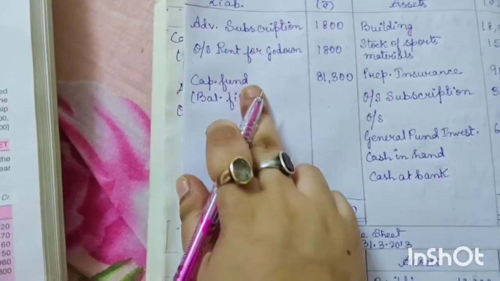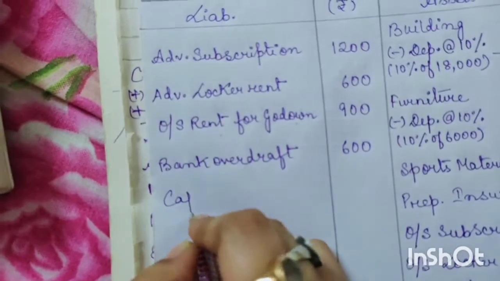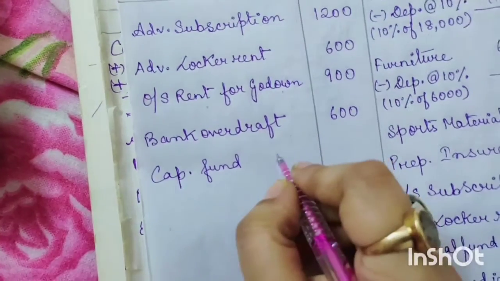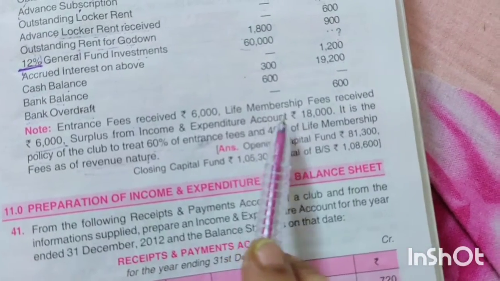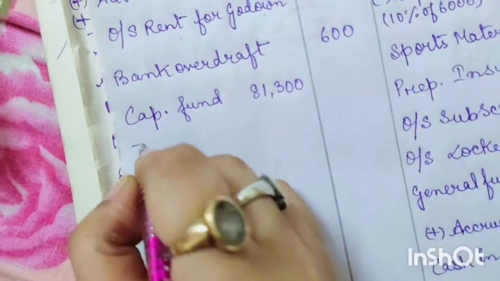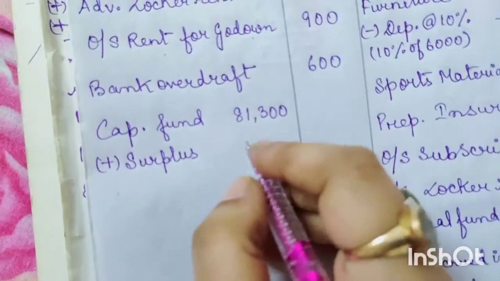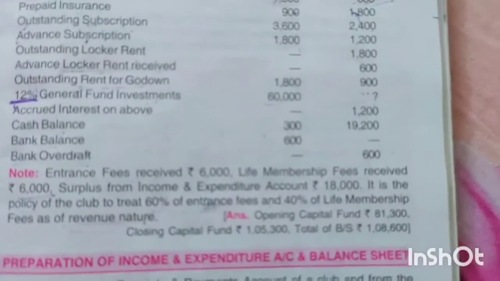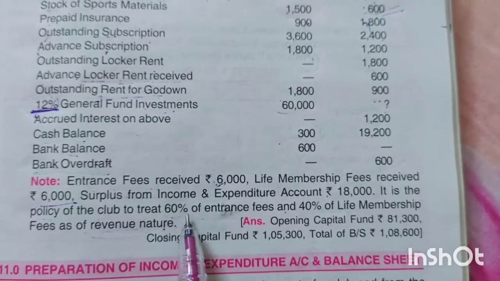Now this capital fund will come directly in the closing balance sheet. So here we will write in the closing balance sheet capital fund, and in the inner column we will write 81,300. The surplus is already given, so we will record here, add surplus. The surplus should be added with the capital fund, surplus 18,000.